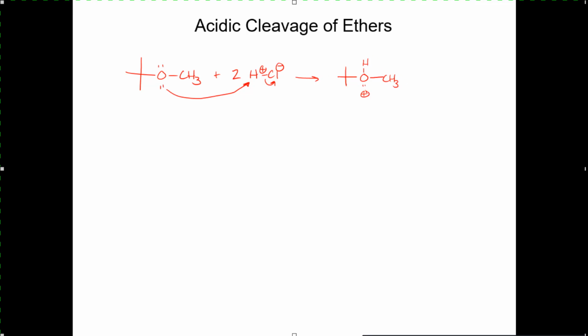And once we form our oxonium ion, then we can think about cleaving one of the C-O bonds. I'm going to cleave the bond to form the most stable carbocation, which in this case is going to break that C-O bond and give the pair of electrons to the oxygen, and form a tertiary carbocation, and then our methanol molecule.